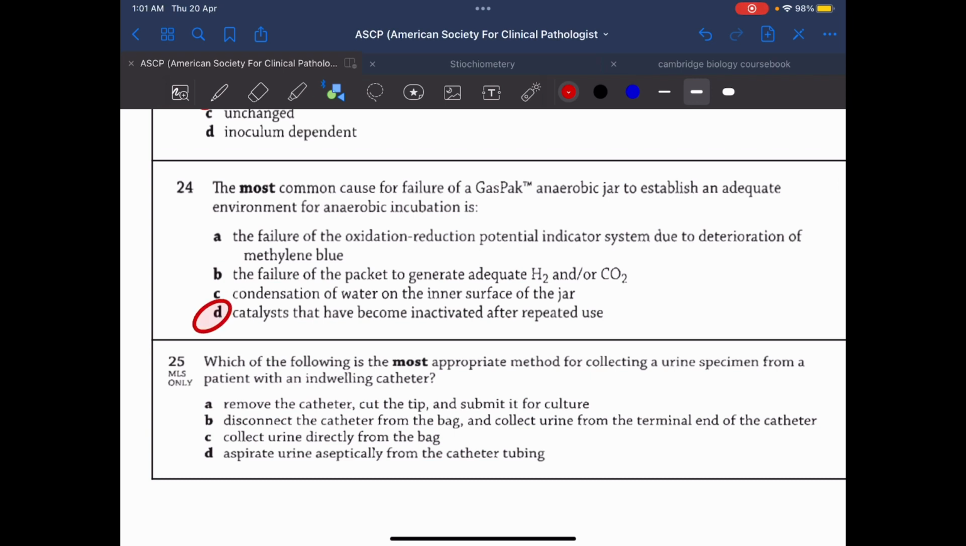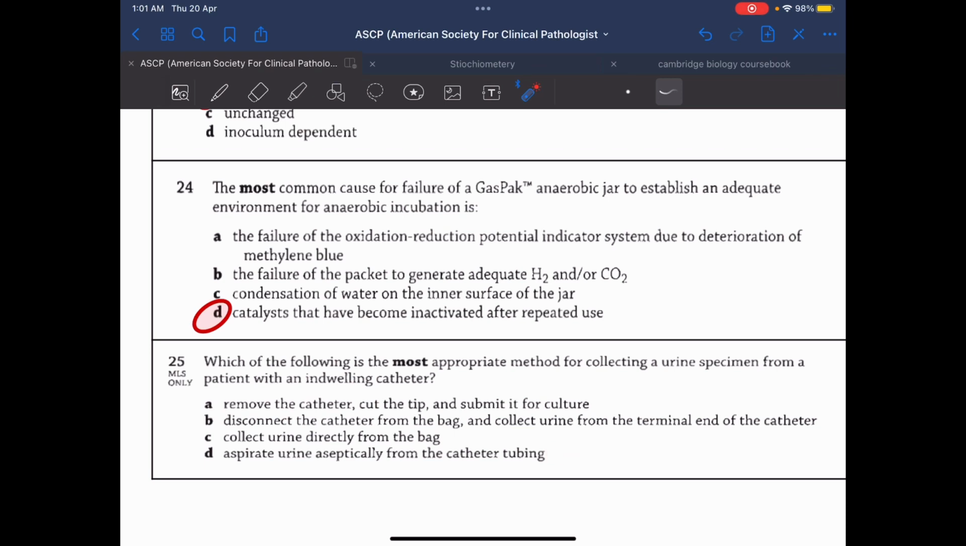Question number 25. Which of the following is the most appropriate method for collecting a urine specimen from a patient with an indwelling catheter? Remove the catheter, cut the tip, and submit it for culture. Disconnect the catheter from the bag and collect urine from the terminal end of the catheter. Collect urine directly from the bag. Aspirate the urine aseptically from the catheter tubing.